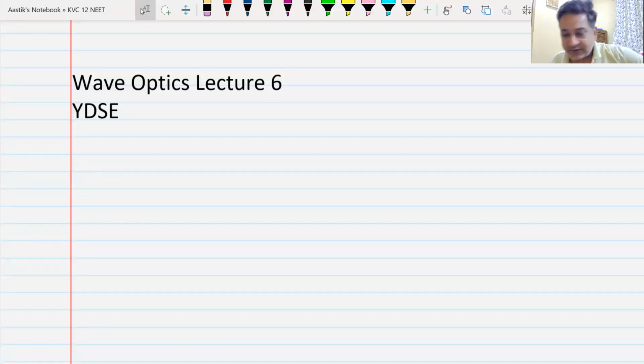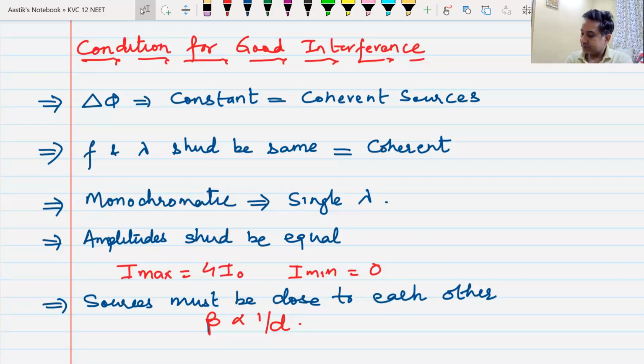This is lecture number 6, and we are dealing with YDSE. We are writing some important points, and we had solved some questions on beta. We had seen the condition for interference, the value of beta, fringe width, and all. Do we understand this? Yes, sir. We had solved some questions on finding out the position of the dark and the bright fringes. Okay, we had done that.